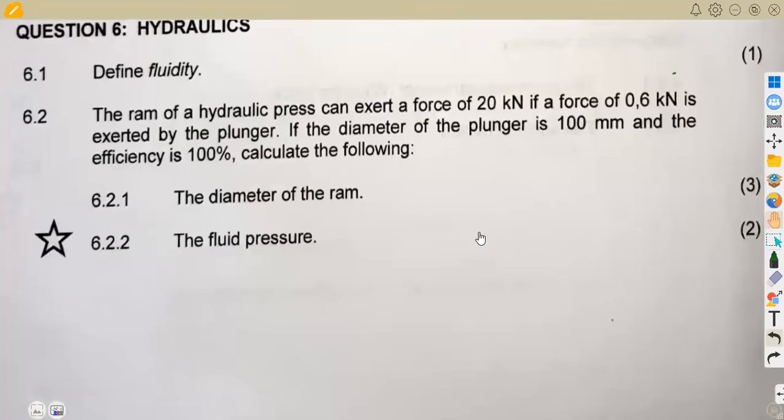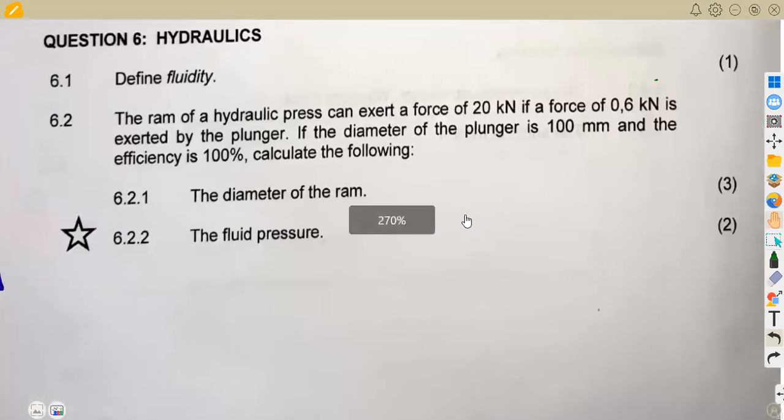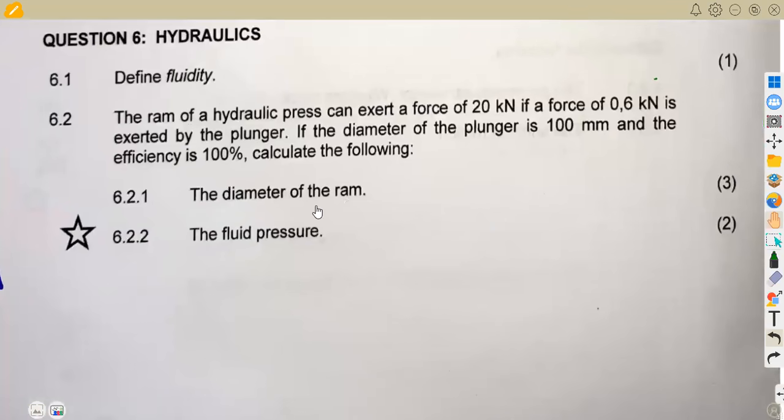All right, question number 6. We are given the hydraulics part: define fluidity in this case. Remember, fluidity is taken from the concept of a fluid or a gas, which has no form actually, but it can take the form of the container it is put into, taking the shape of the vessel in which it is captured. So we can simply say it is a fluid.